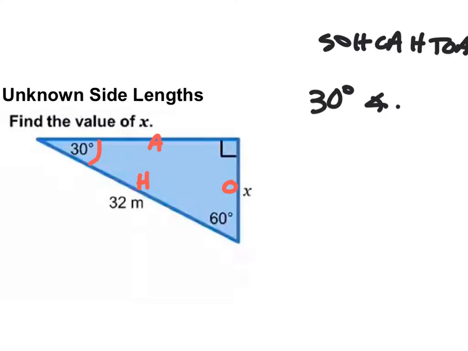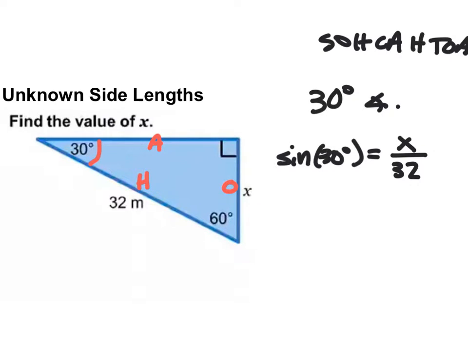Okay, so if I'm dealing with the opposite side and the hypotenuse, then I have to use my sine function. So I write this. I say sine of 30 degrees is equal to the opposite side, which is x, divided by my hypotenuse, which is 32.